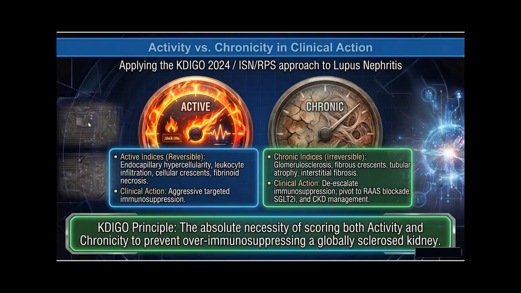Here, we don't have to give immunosuppression. Reduce the immunosuppression and bank on RAS inhibitors, SGLT2 inhibitors, and CKD management. Here is a case where the clinician should know whether he should use immunosuppressive medication or de-escalate the immunosuppression and concentrate on the renoprotective medication. The absolute necessity of scoring both activity and chronicity is to prevent over-immunosuppression of a globally sclerosed kidney.